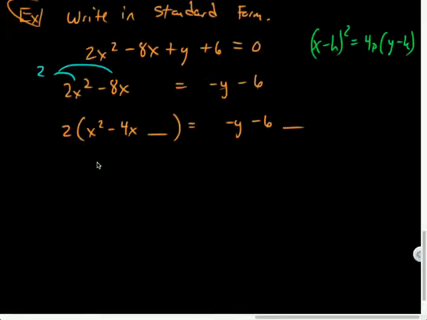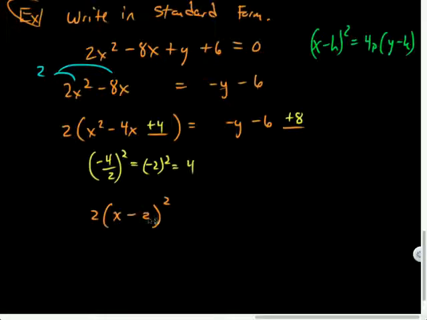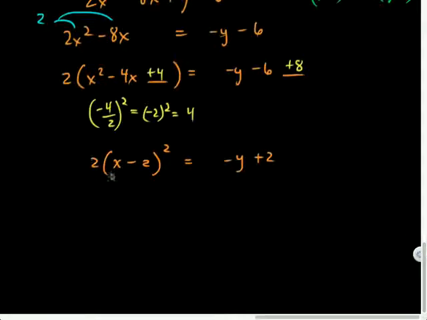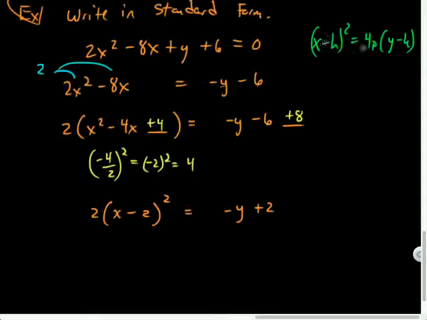Let's see, complete the square. I'll have negative 4 over 2 squared. Negative 2 squared equals 4. So add 4 here, which is really adding 8, so I'd have to add 8 over here as well. Right? So I'll have, factor the 2 still out front, x minus 2 all squared equals negative y plus 2. Okay? And let's see, comparing this to the standard form I'm shooting for, this 2 won't be here. So I'm going to divide everybody by it.